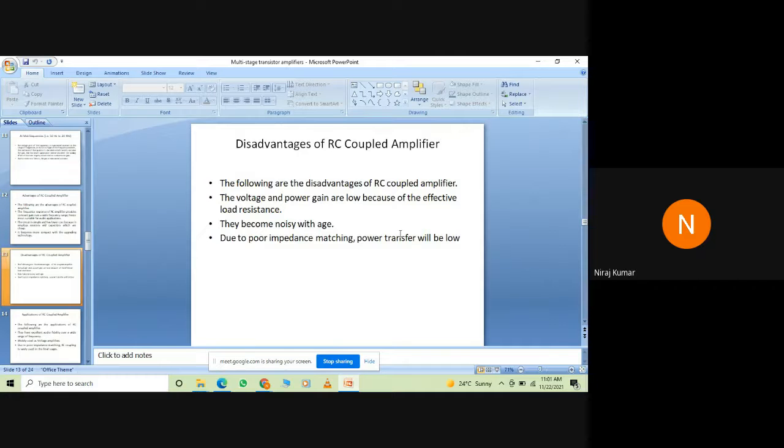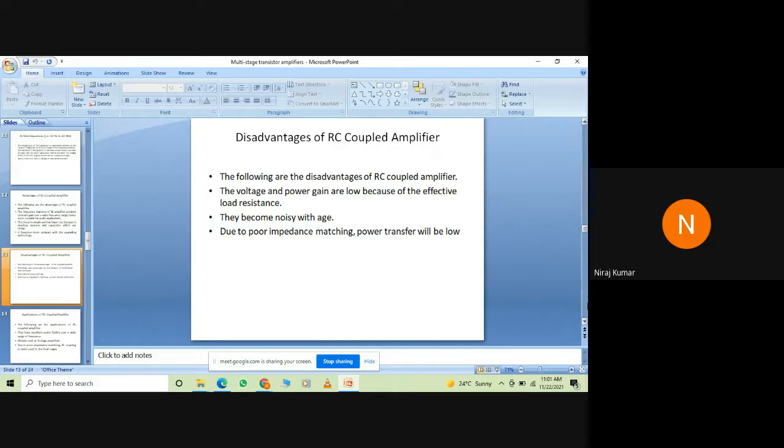The following drawbacks are there. The voltage and power gain are low because of the effective load resistance. They become noisy due to poor impedance matching. Power transfer will be low.